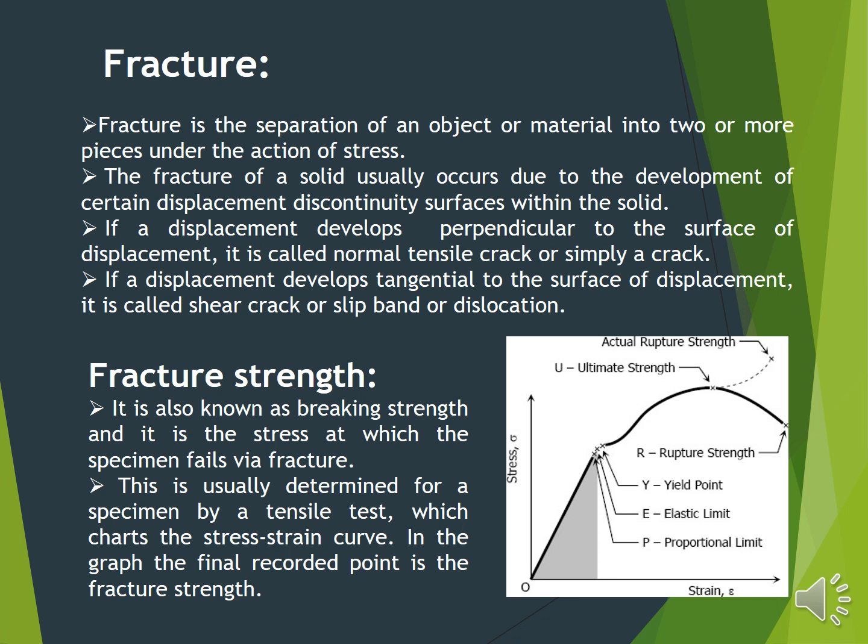Now this fracture, we measure with what is called fracture strength. It is also known as the breaking strength, and it is the stress at which the specimen fails via fracture. This is usually determined for a specimen by a tensile test, which charts the stress-strain curve as shown in the graph. In the graph, the final recorded point is the fracture strength. Now there is a yield point, an elastic limit, a proportional limit, and the rupture strength, ultimate strength, and actual rupture strength.